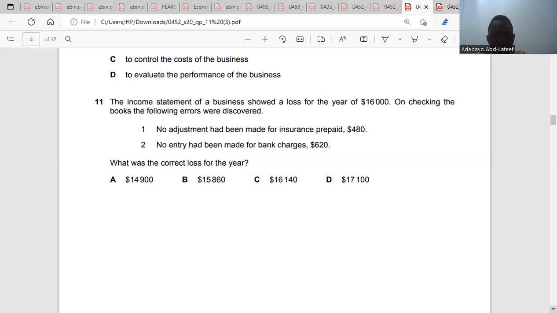It said no adjustment has been made for the insurance prepaid. No entry has been made for bank charges. So we have 620 minus 480 plus 16,000. That's 16,140. Question 11 is C.